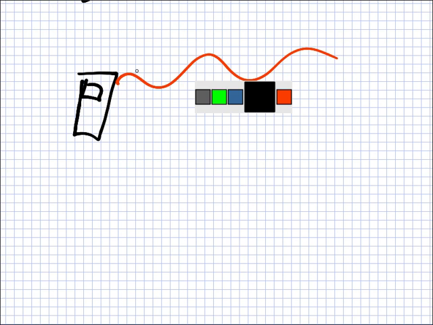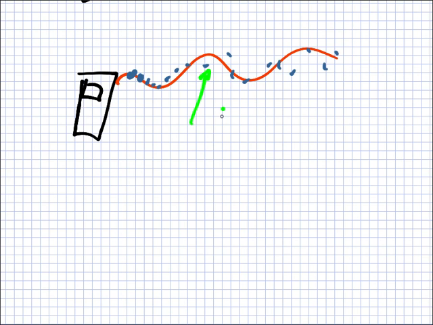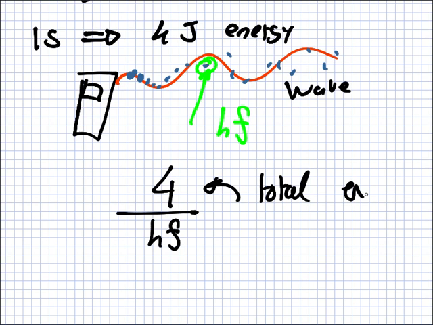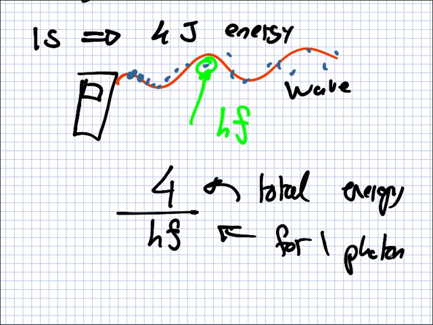Let me just try and draw this to help you do it. So there's your phone. There's the wave. It's made of all the photons. One of these photons is HF, but that's just for one of them. And in 1 second, you get 4 joules of energy in this wave. So if you want to know how many photons there are, you can just do 4 divided by HF, because that's the total energy, and that's the energy for one photon. So if you just divide, then you'll get how many photons you need. And it'll be a really big number.